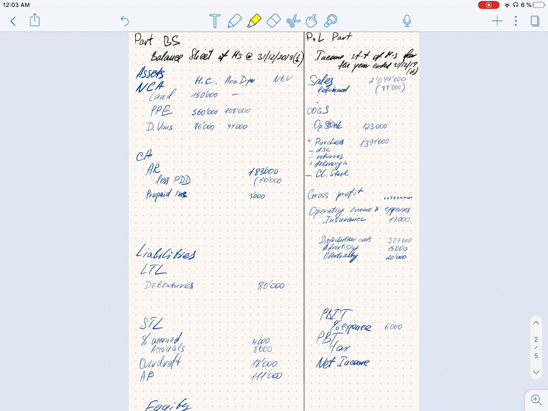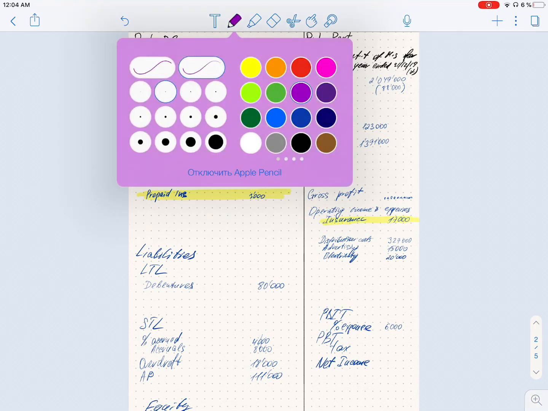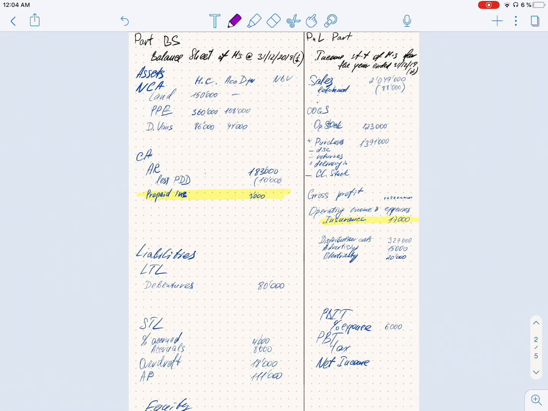Now we have to adjust a line prepaid insurance in balance sheet and insurance expense in income statement. So using the special adjusting color, I have to deduct 500 pounds out of prepaid insurance because we have to have 2,500 here. We have just calculated that amount. And I have to increase insurance expense for the period, adding that 500 to the insurance expense in the income statement. So the total expense on insurance would be 17.5. Great. Now we can move to the next point, which is about accruals.